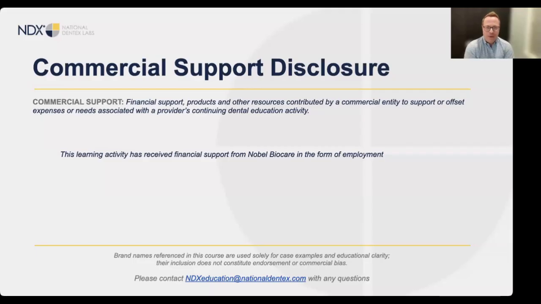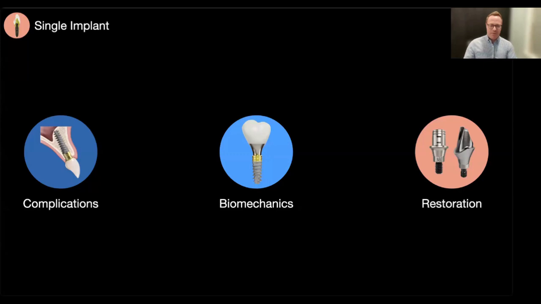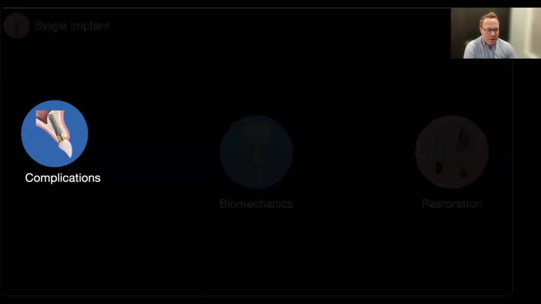So we'll walk through some specific topics today. Really, today we're going to focus on three things, and that's going to be complications first. I always find that important to talk about first because it allows us to identify what can happen and therefore hopefully discuss what we can do to avoid it. Then we'll talk a little bit about biomechanics as well as the restoration of the implants, and you'll see how those are all intertwined with the principles we'll talk about. So let's start with complications.